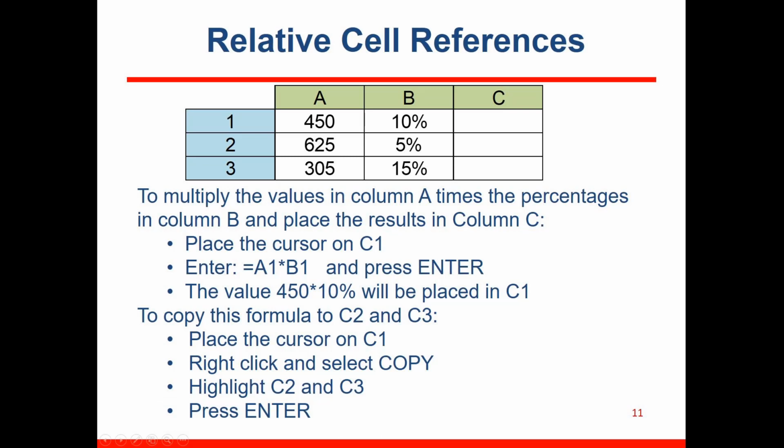The formula entered in C1 is A1 times B1 and is interpreted as multiply the value in the cell 2 to the left of where I am, C1, times the value in the cell 1 to the left. Then the formula is copied down column C. The formula is modified relative to the destination cell. So C2 reads A2 times B2.